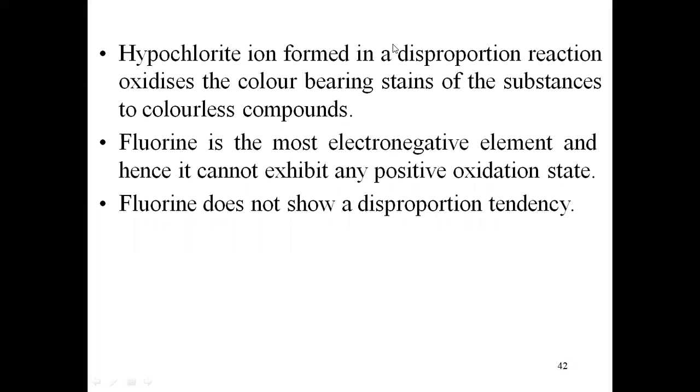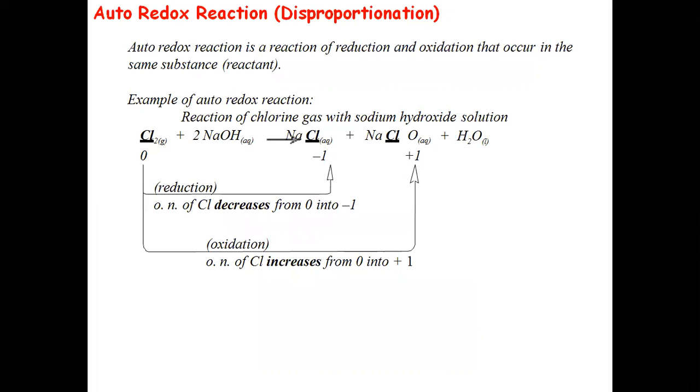The hypochlorite ion formed in a disproportionation reaction oxidizes the color-bearing stain of the substance to a colorless compound. Fluorine is the most electronegative element and hence it cannot exhibit any positive oxidation state. Fluorine does not show any disproportionation tendency. This is the exception to disproportionation reactions. Okay, and you can see one more example.